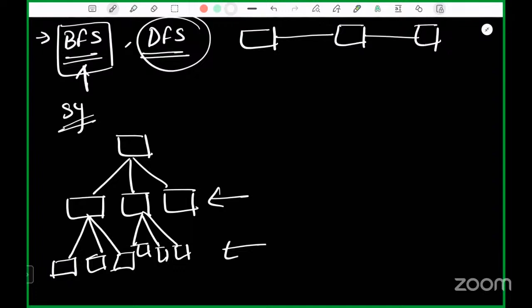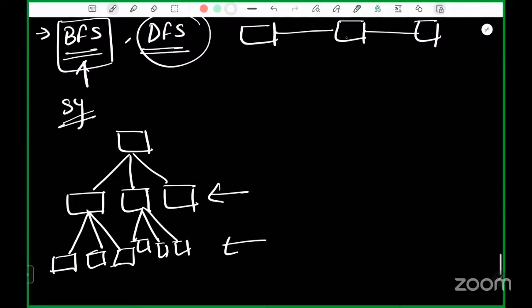Dead end means after this point there are no new neighbors, there are no unvisited vertices. Then what you have to do is backtrack up to that vertex which has some new possibilities. Okay, so this is our DFS process. So this is the short explanation of BFS and DFS.